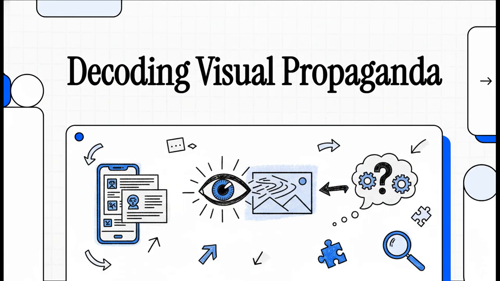Every single day you're scrolling through your feeds, you get hit with tons of images. Most of them we just glance at and move on. But some are designed to do a whole lot more. They're built to persuade you, to quietly shape your opinion, a lot of times without you even realizing it's happening. So how do we start to see these hidden arguments? Well, let's decode them together.